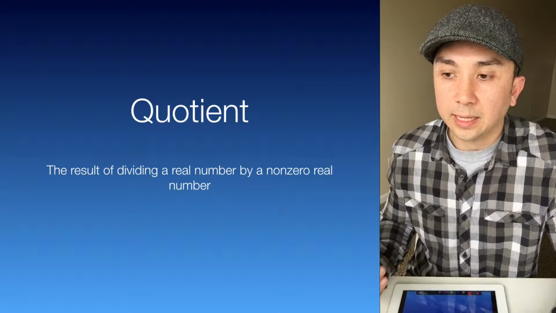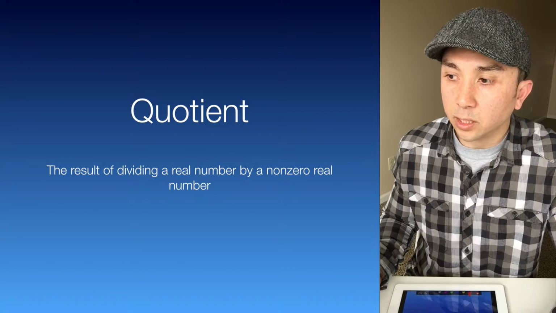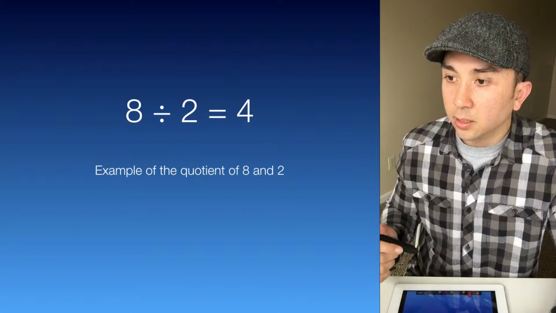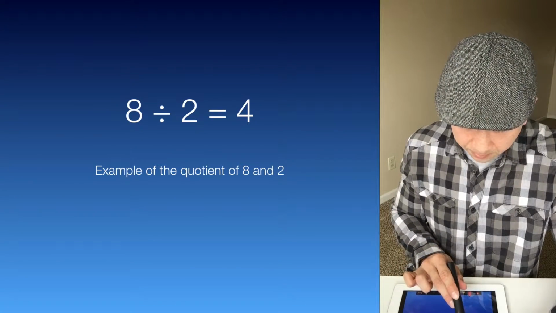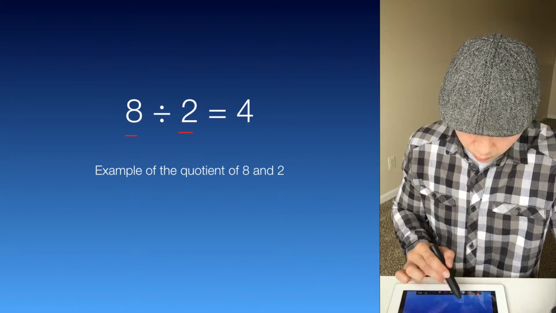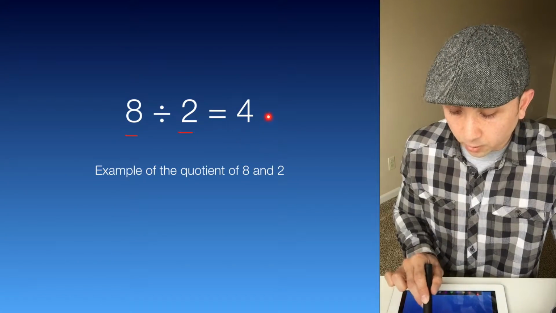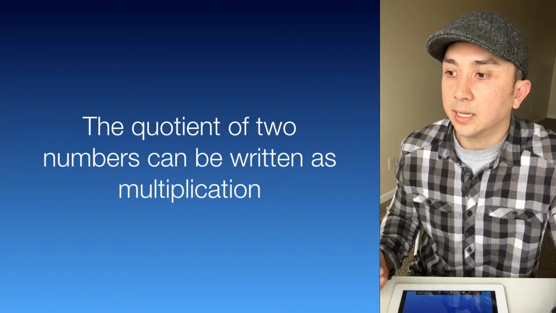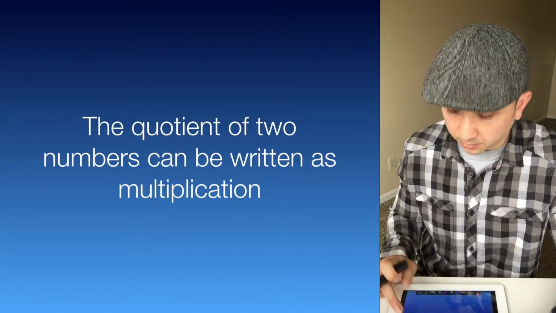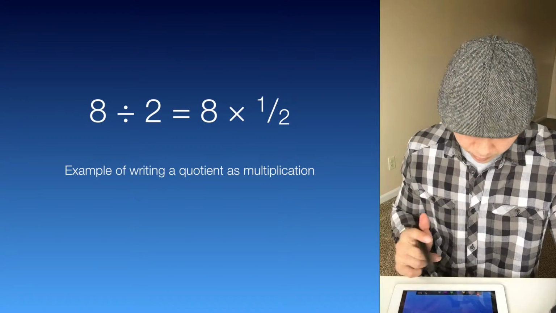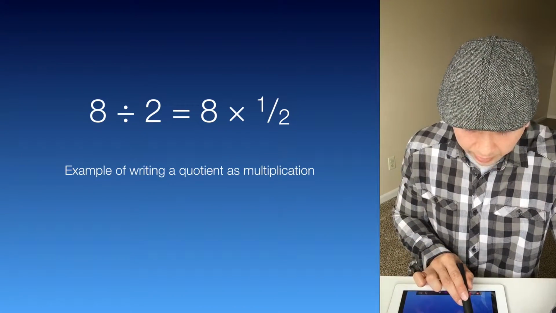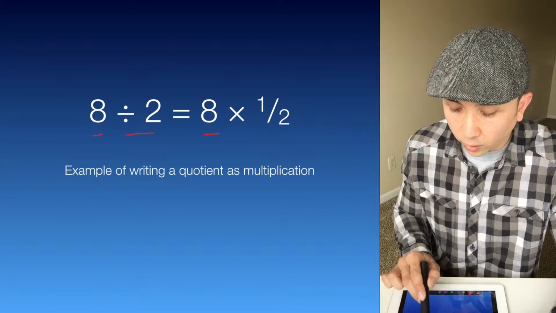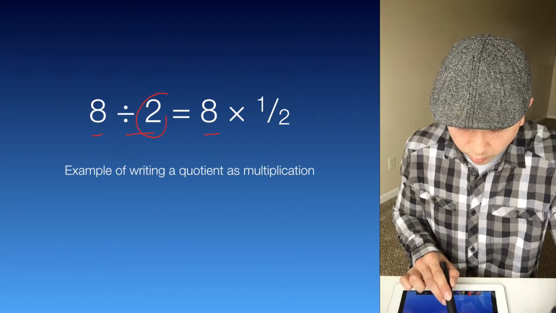Now a quotient is the result of dividing a real number by a non-zero real number. For example, if we divide 8 divided by 2, our quotient is 4. The quotient of two numbers can be written as multiplication. For example, we can rewrite 8 divided by 2 as 8 times 1/2, which is the reciprocal of 2.